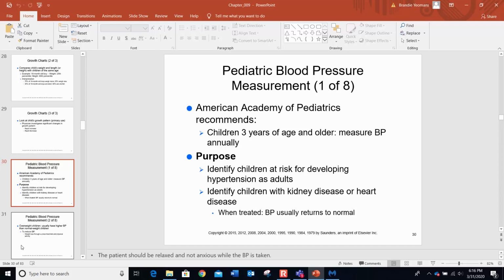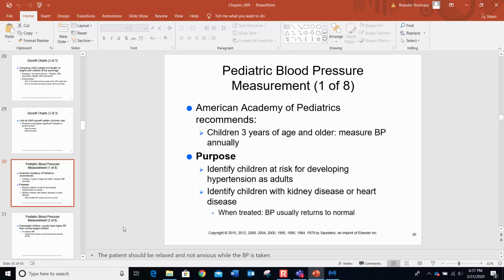Okay? Moving along to pediatric blood pressure measurement. This is important, just like we measure with adults. We've got to do it. The American Academy of Pediatrics recommends that children age 3 and older have their blood pressure measured on an annual basis. Well, what is it doing? It's helping us to identify those children that are at risk for developing hypertension.